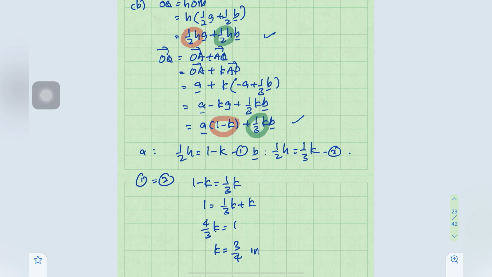Okay, so we substitute into, let's say, equation 1. So 1 over 2H equals to 1 minus K. K is 3 over 4. So 1 over 2H equals to 1 over 4. Then H equals to 1 over 2.